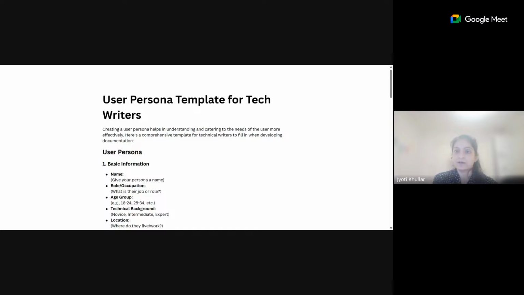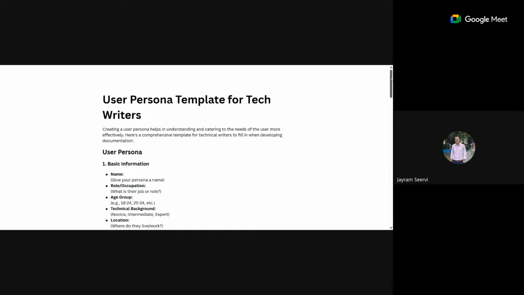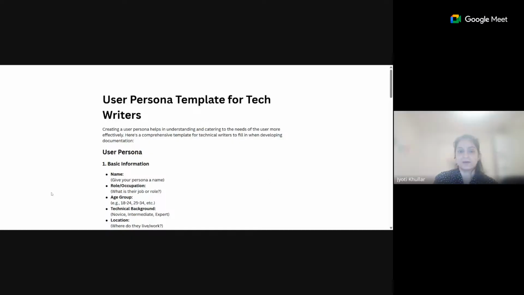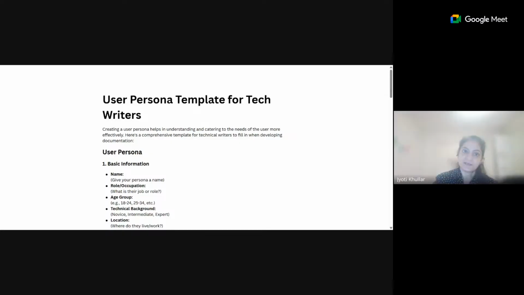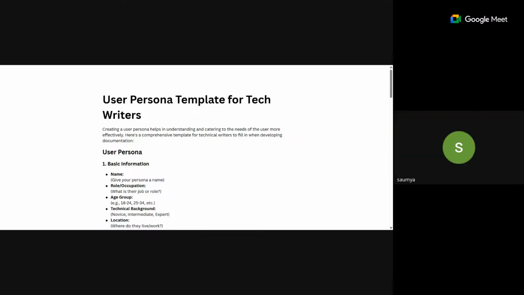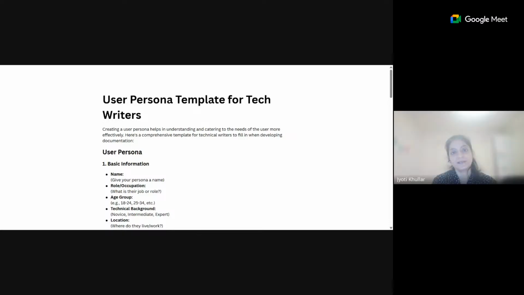Has anybody done it before? No, I have not come across this thing. I have done this from a marketing perspective, but not from a technical writing perspective. Yeah, understanding the user and their demographics.